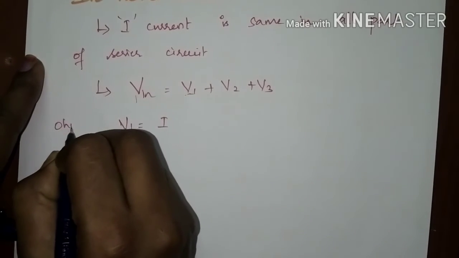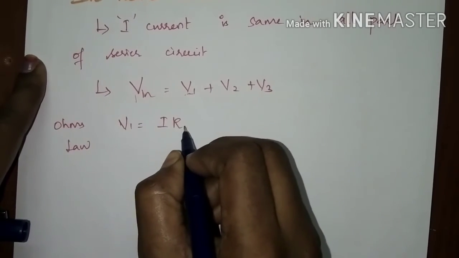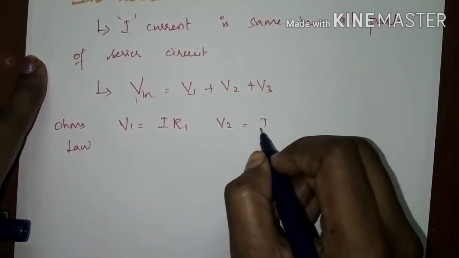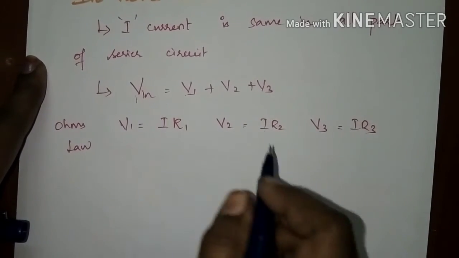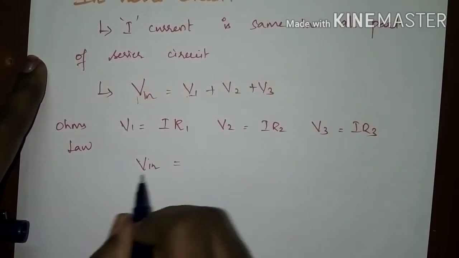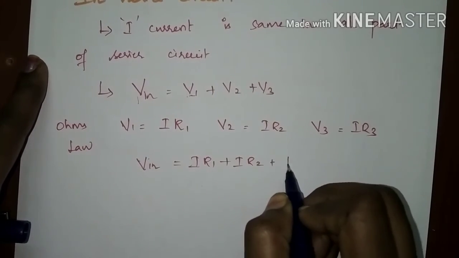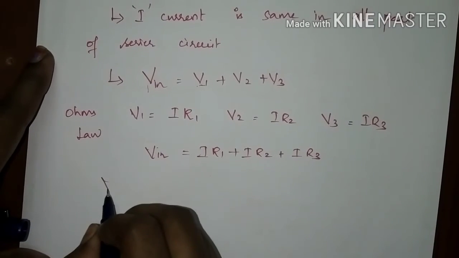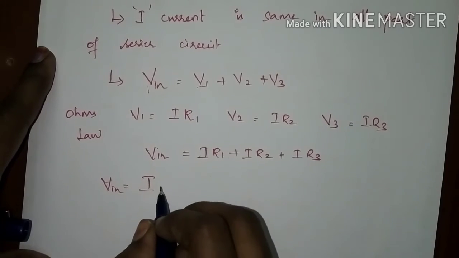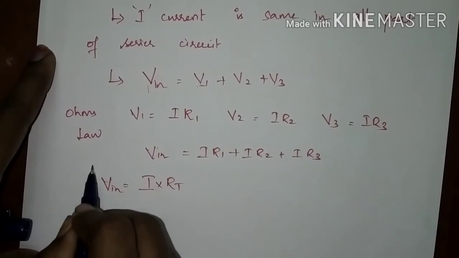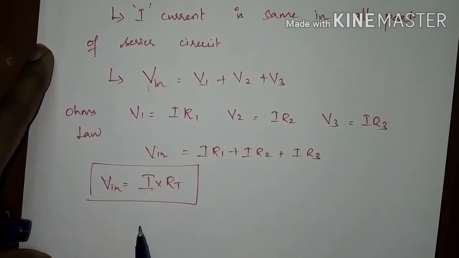According to Ohm's law, the voltage across the resistance R1 would be I into R1, V2 would be I into R2 and V3 would be I into R3. If you add according to this equation, the input voltage would be equal to I into R1 plus I into R2 plus I into R3. Your total voltage supplied V in would be equal to the total current into the total resistance, right?